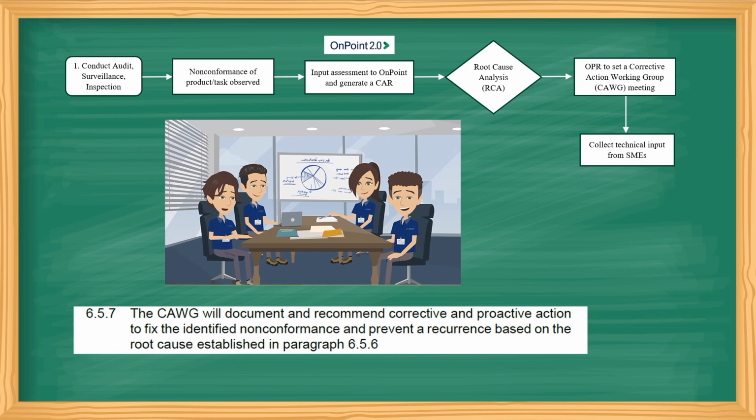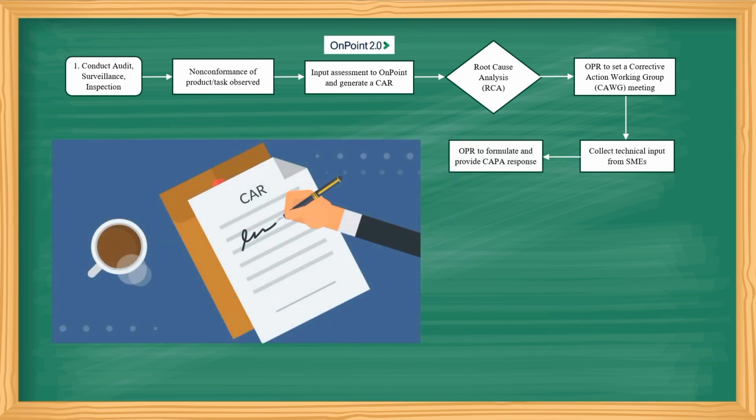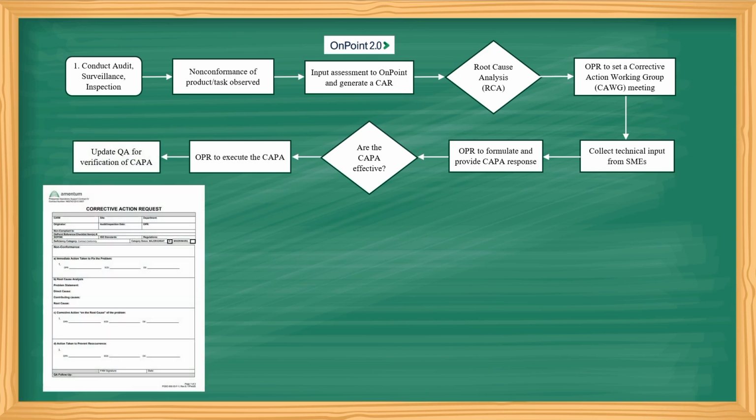The COG will document and recommend corrective and proactive actions to fix the identified non-conformance and prevent a recurrence based on the root cause. The team will use the 5 whys problem-solving method as a tool to establish the direct, contributing, and root causes of the non-conformance. During the meeting, the OPR will formulate and provide the CAPA response, assess its effectiveness, and then execute the approved CAPA. Once verified by QA, the information will be updated in the CAR form for follow-up and further verification.